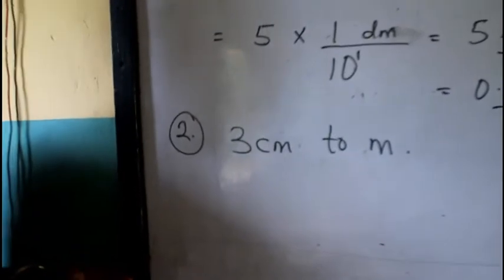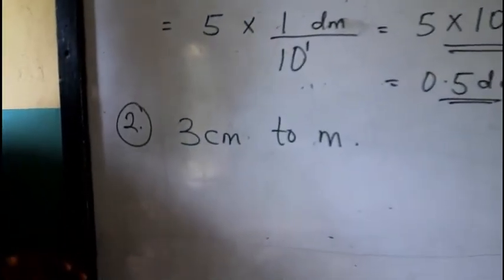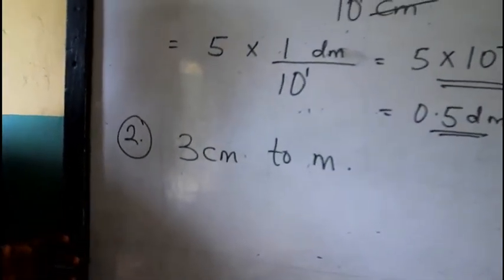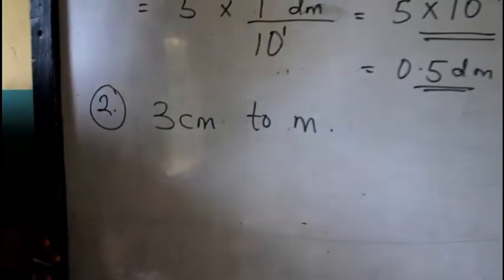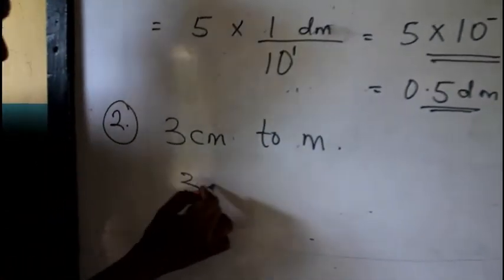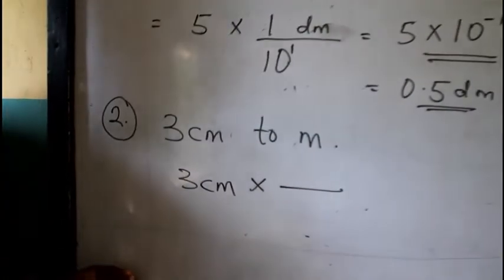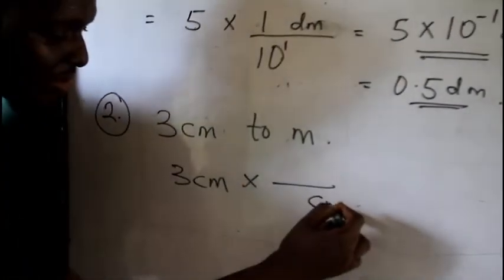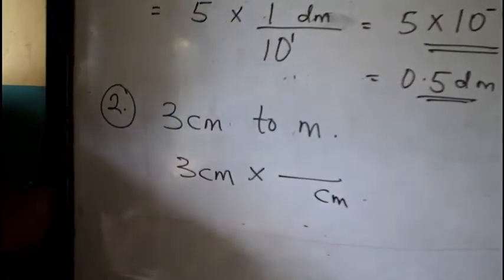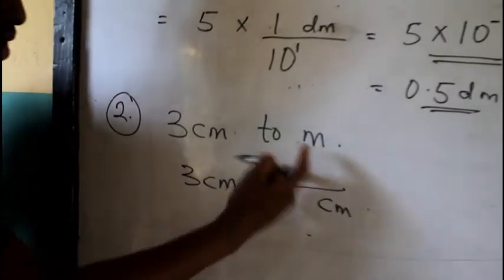I'm just taking it gradually. We are still going to do some complex ones. You understand? 3 centimeters to meters. They are very simple. How do I do it? I write down my 3 centimeters multiplied by dash. Now, centimeter comes down, because that's what I'm converting from. I want to convert to meters.